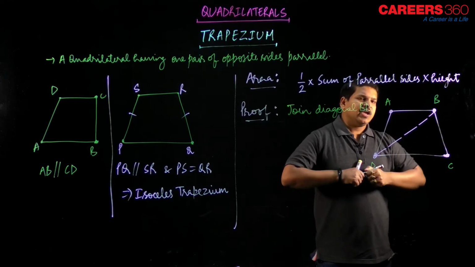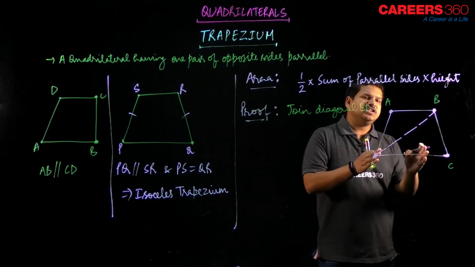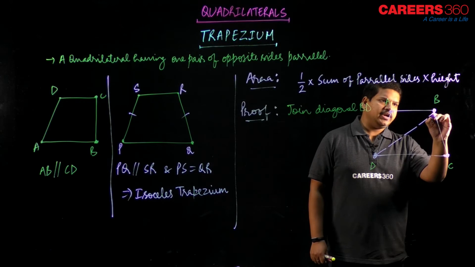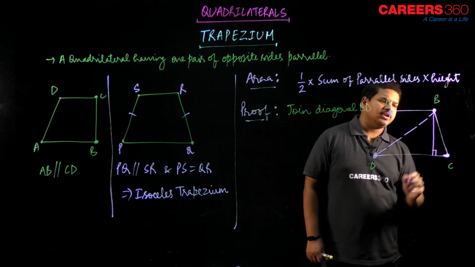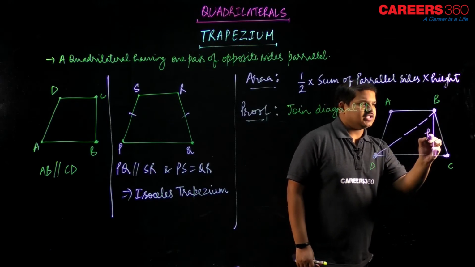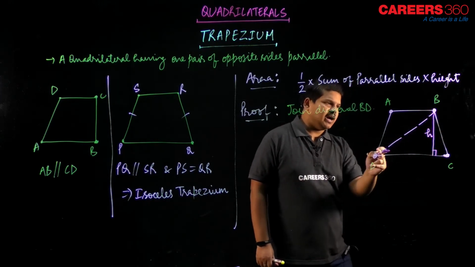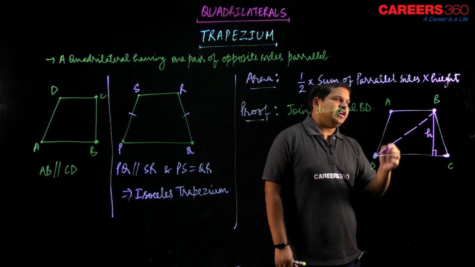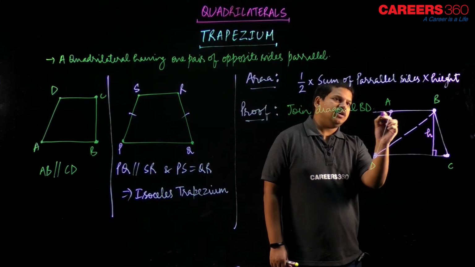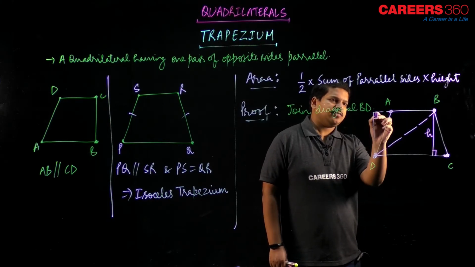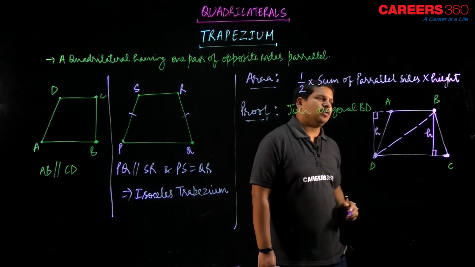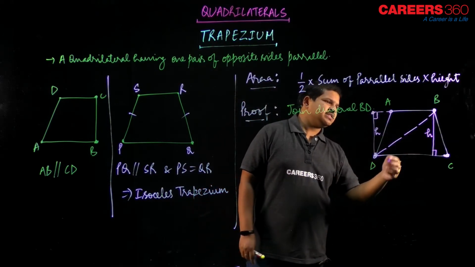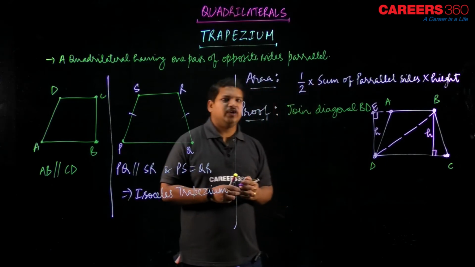Now if I talk about the height of these triangles, if I drop a perpendicular right over here, then this height h will be the height of triangle BDC, as well as if I drop one perpendicular right at this point, this will also be equal to h. Let's name this point as E.